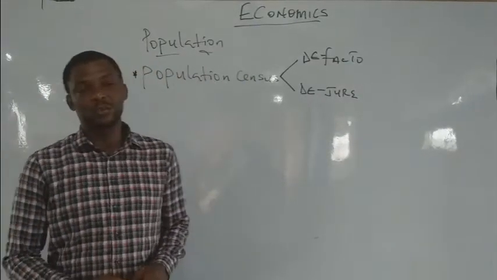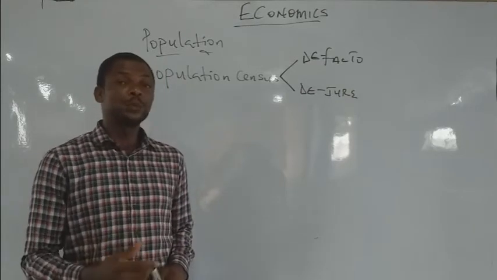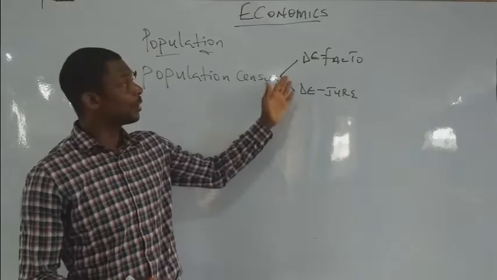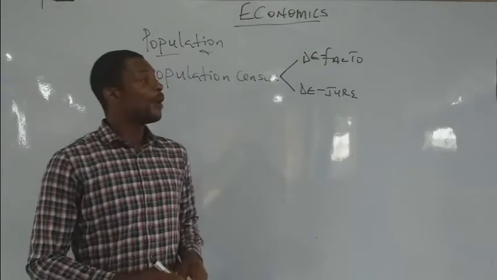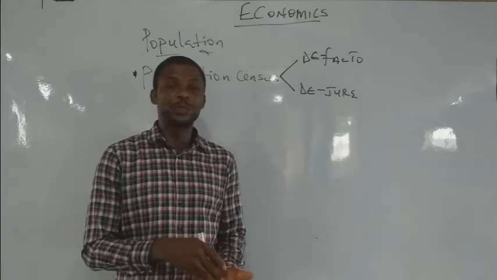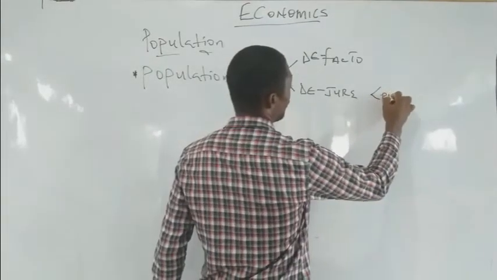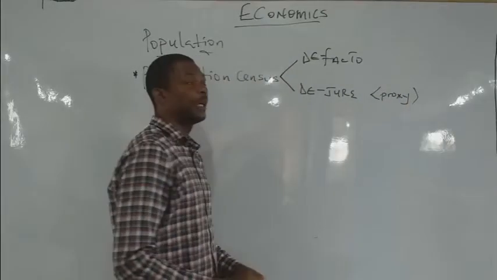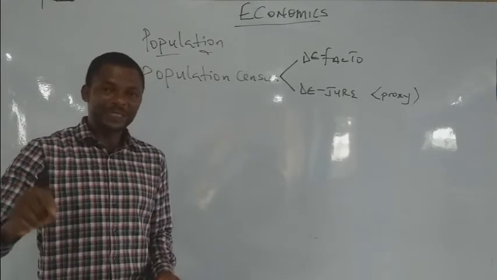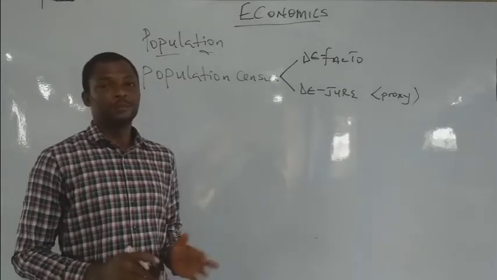Now, de facto is referring to the people that you can see before you count. You cannot count when you don't see. So the de facto talks about those that you can see and you count. But the de jure refers to those that you do not see when you are counting, but expectedly you know that they're supposed to be in that place. So you counted them in their absence, otherwise known as counting by proxy. So de facto is the act of counting those that were physically present as at the time of counting. You saw them, you counted them. That is de facto. Is that clear?